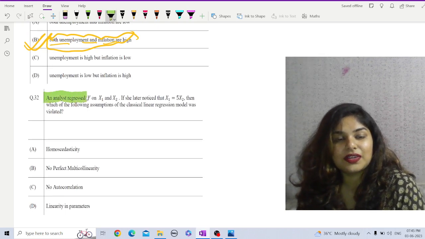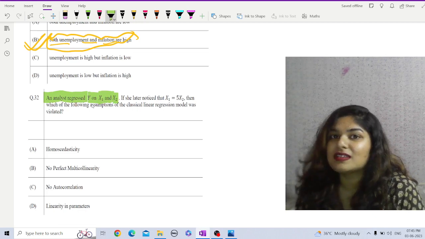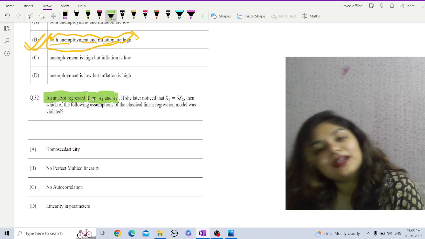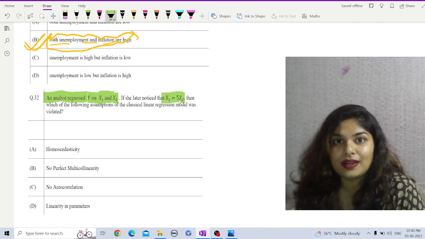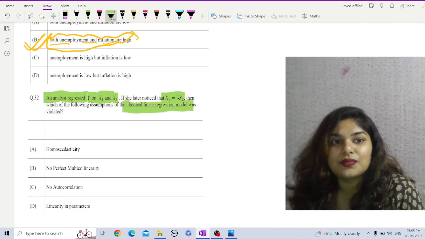An analyst regressed Y on X1 and X2, right? So there are two independent variables and one dependent variable. Now later she found out that X1 is equal to 5X2. That means X1 is dependent on X2. Then which of the following assumptions of the classical linear regression model was violated?